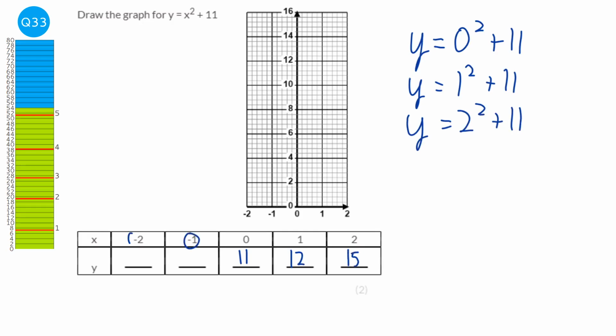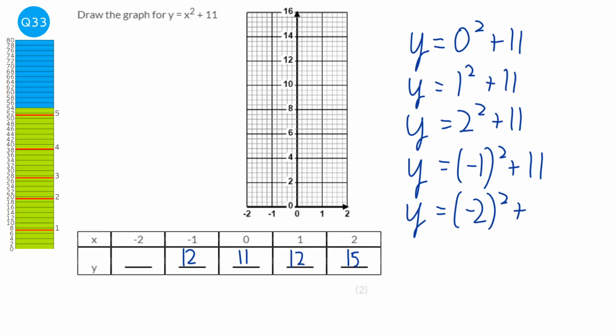Now the minuses are a little bit more difficult, but not that much more difficult, because when you square a negative you actually get a positive. So minus 1 squared is just 1, 1 plus 11 is 12. And then minus 2 squared plus 11, minus 2 squared is 4, 4 plus 11 is just 15.